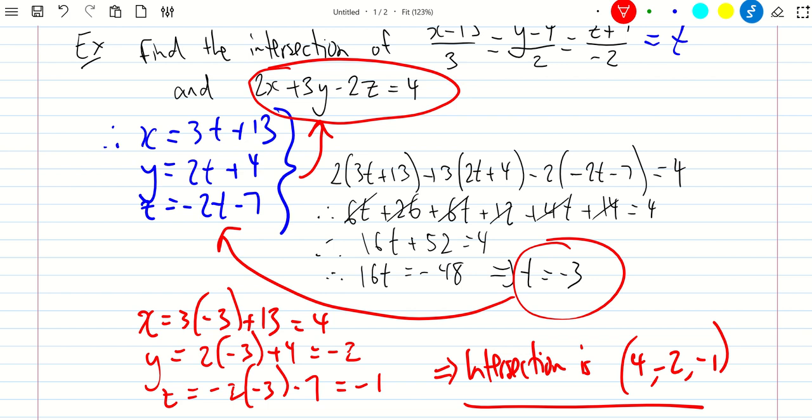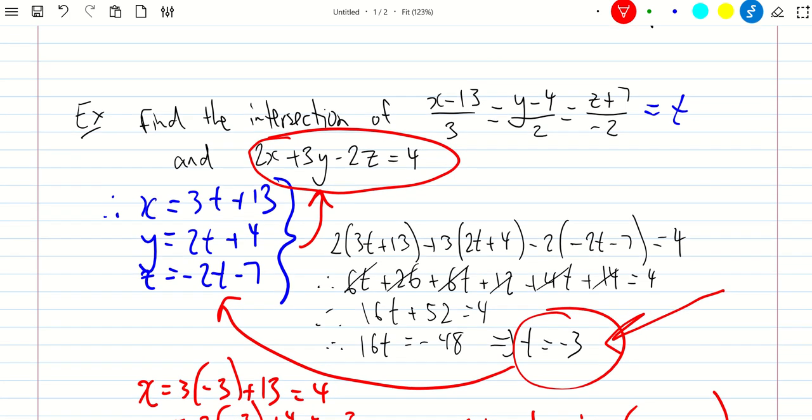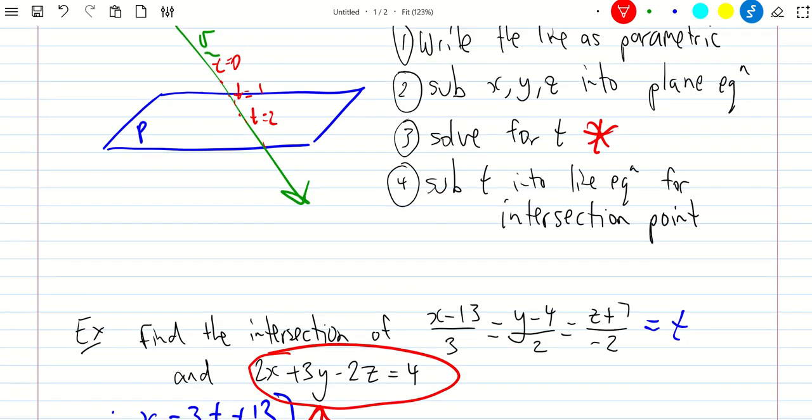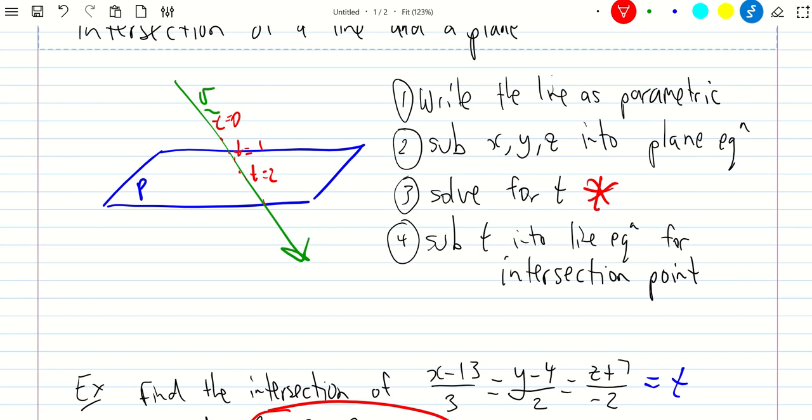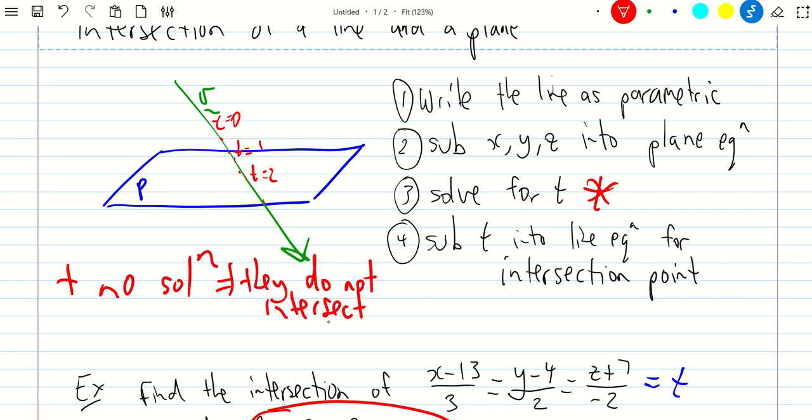So in this question, we got a solution. We got a t-value that satisfies that. Now, there's just a couple of things that can happen here. If you get no solution for t, what does that mean? Well, if you're not getting anything, that means there's no t-value where the line satisfies the equation, and so they do not intersect. Be careful: no solution, they do not intersect.